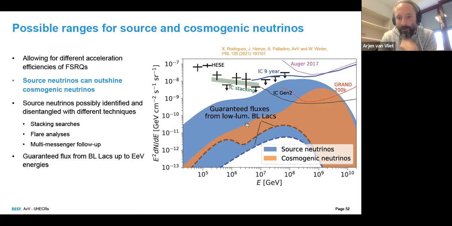Here. So this is the allowed range that you get for neutrino fluxes, where the blue ones are the source neutrinos and the brown ones are the cosmogenic neutrinos. And you see that you cover quite a large range, which is allowed. The top line is the same line that I showed earlier. This just shows that, unfortunately, this is quite uncertain. We could be very close to measuring these neutrinos, but could also still be quite far away.